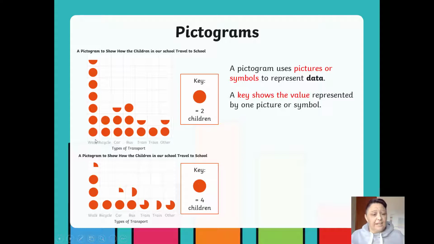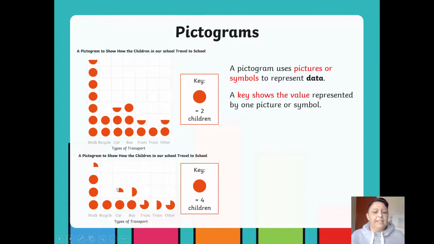In this case, we have two children representing one of these circles. So you would have to count 2, 4, 6, 8, 10, 12, 13. Okay, 13 children walk to school, and so on across there. That explains what a pictograph is.